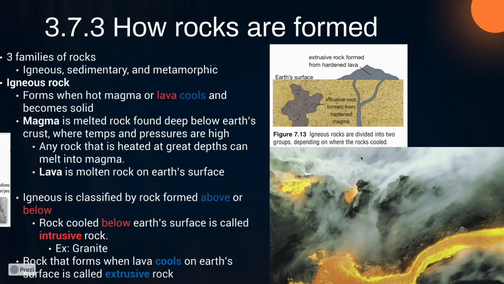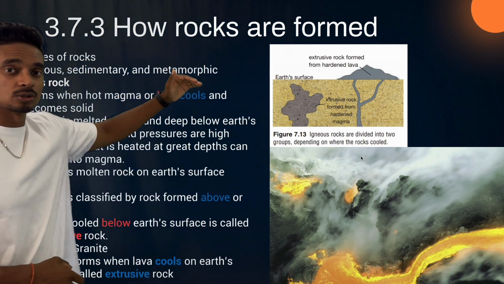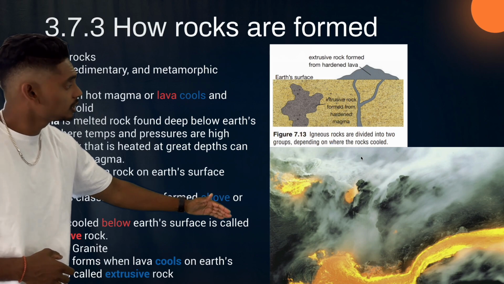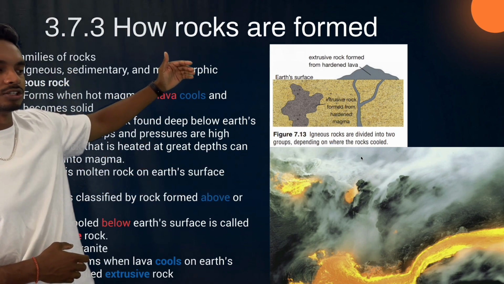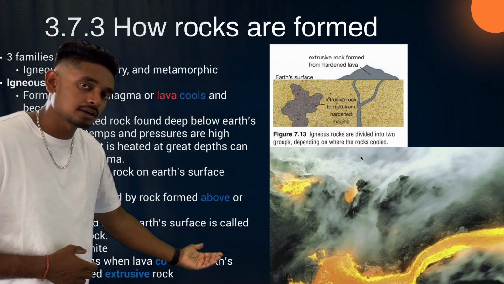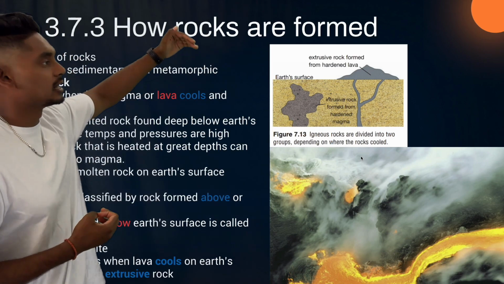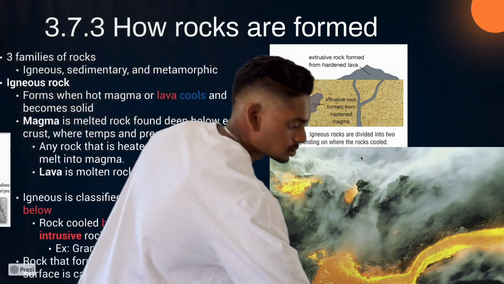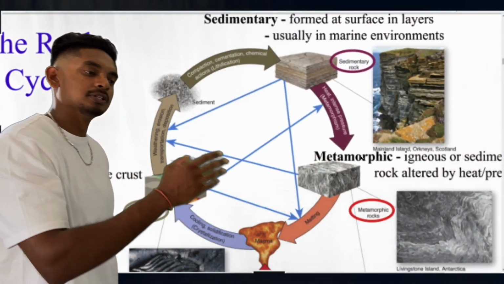All right, igneous is classified by rock formed above or below. So you have magma and you have lava. You also have intrusive igneous rock and you have extrusive igneous rock. So was it inside Earth, intrusive, or is it outside, extrusive? So check out this one. Oh, I don't got no zoom. Okay, we'll jump into this first.